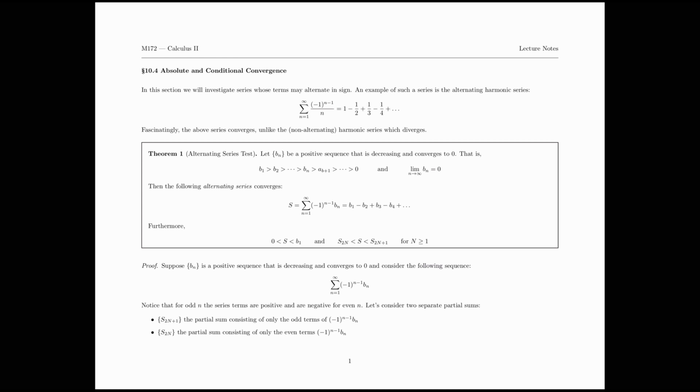All right, this next section, 10.4, we're going to take a look at absolute and conditional convergence, and specifically alternating series, and what it means for an alternating series to either absolutely or conditionally converge. So an alternating series, here's an example of one. In this case, the word alternating just means switching, or flipping and flopping, alternating in sign. So positive coefficient, negative coefficient, positive, negative, again and again and again.